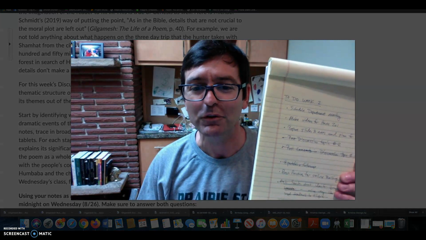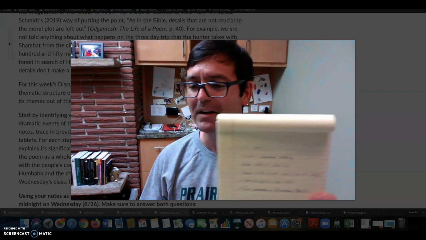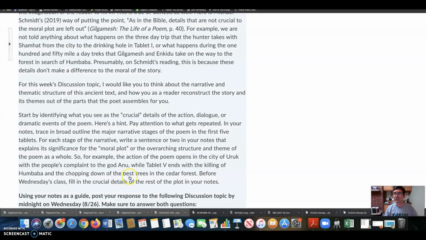I don't know what your notes look like, but this is mine. Take out your notes and start identifying what you see as the crucial details of the action in the story, or the dialogue between characters, or the dramatic tensions and the dramatic relationships that the characters have, the dramatic events. Identify what you see as the crucial details of what's happening in the poem.